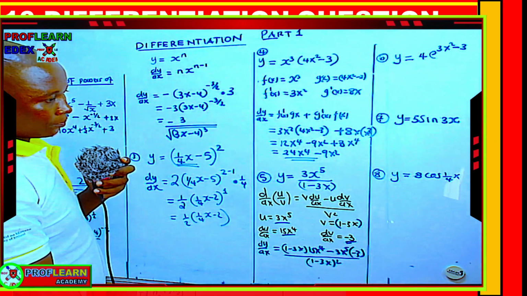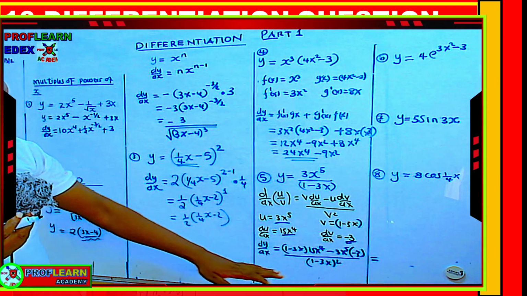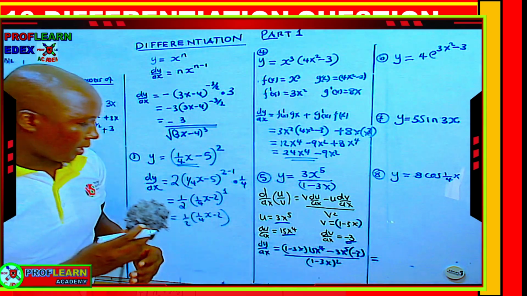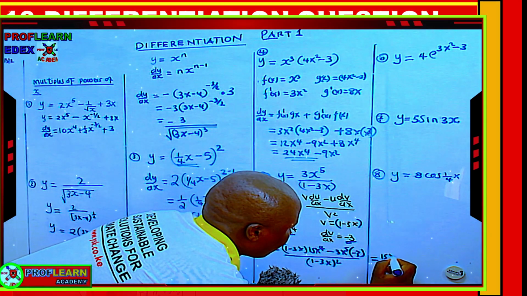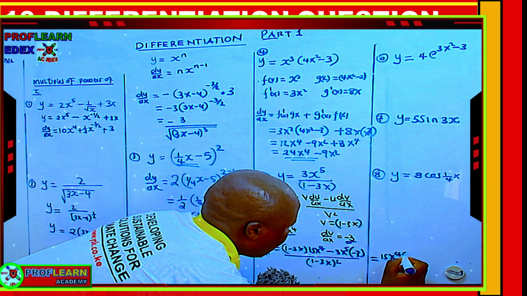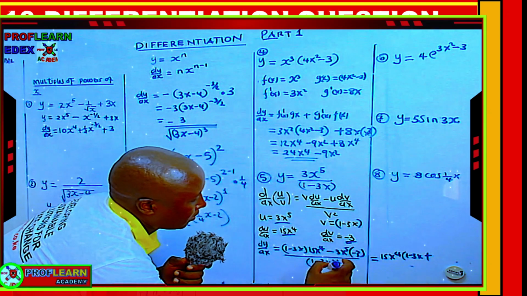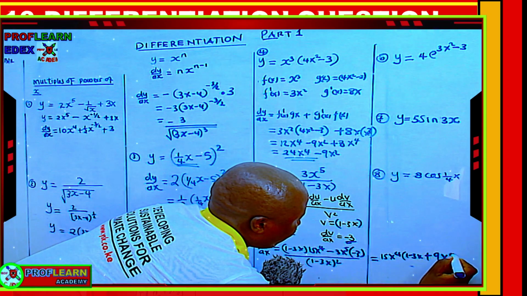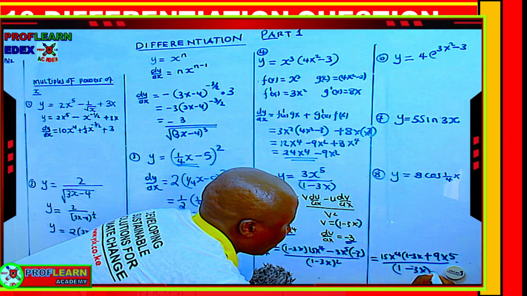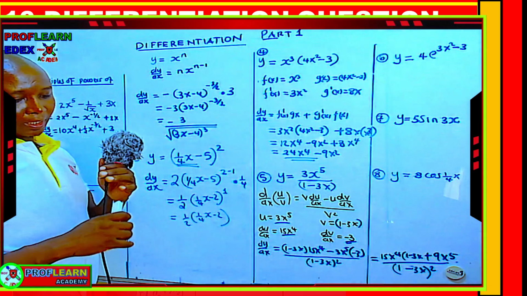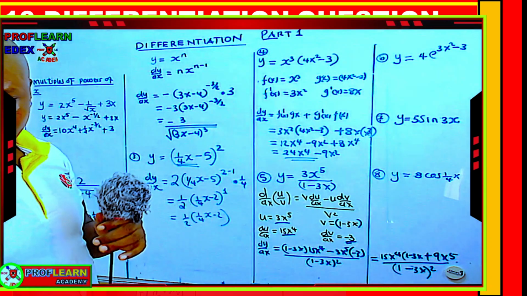We can simplify this further. I can just write it as 15x^4 into (1 minus 3x) minus, now it will be plus, because minus times minus becomes plus 9x^5, divided by (1 minus 3x) raised to power 2. So that is what I can simplify it up to. I can now leave it at that point.